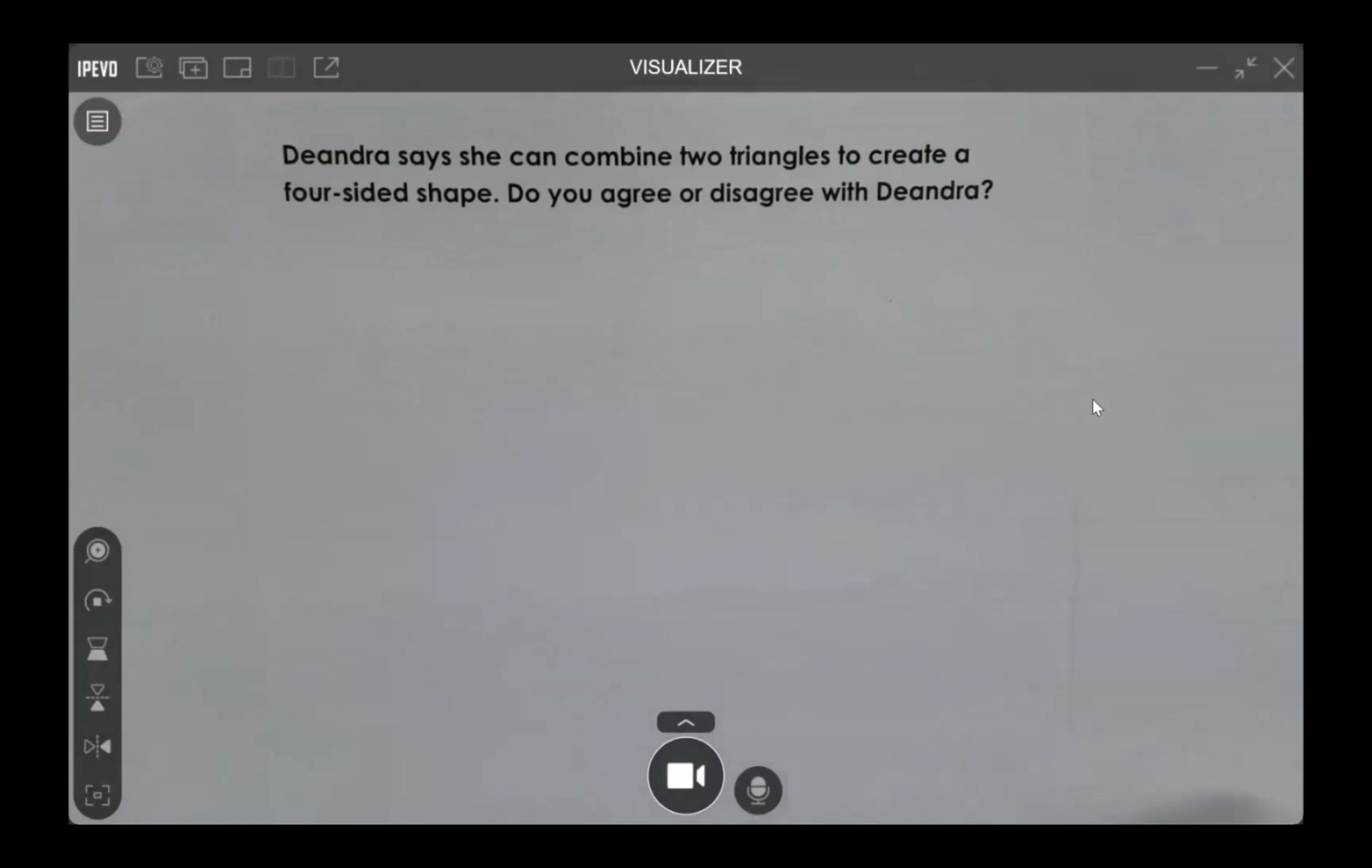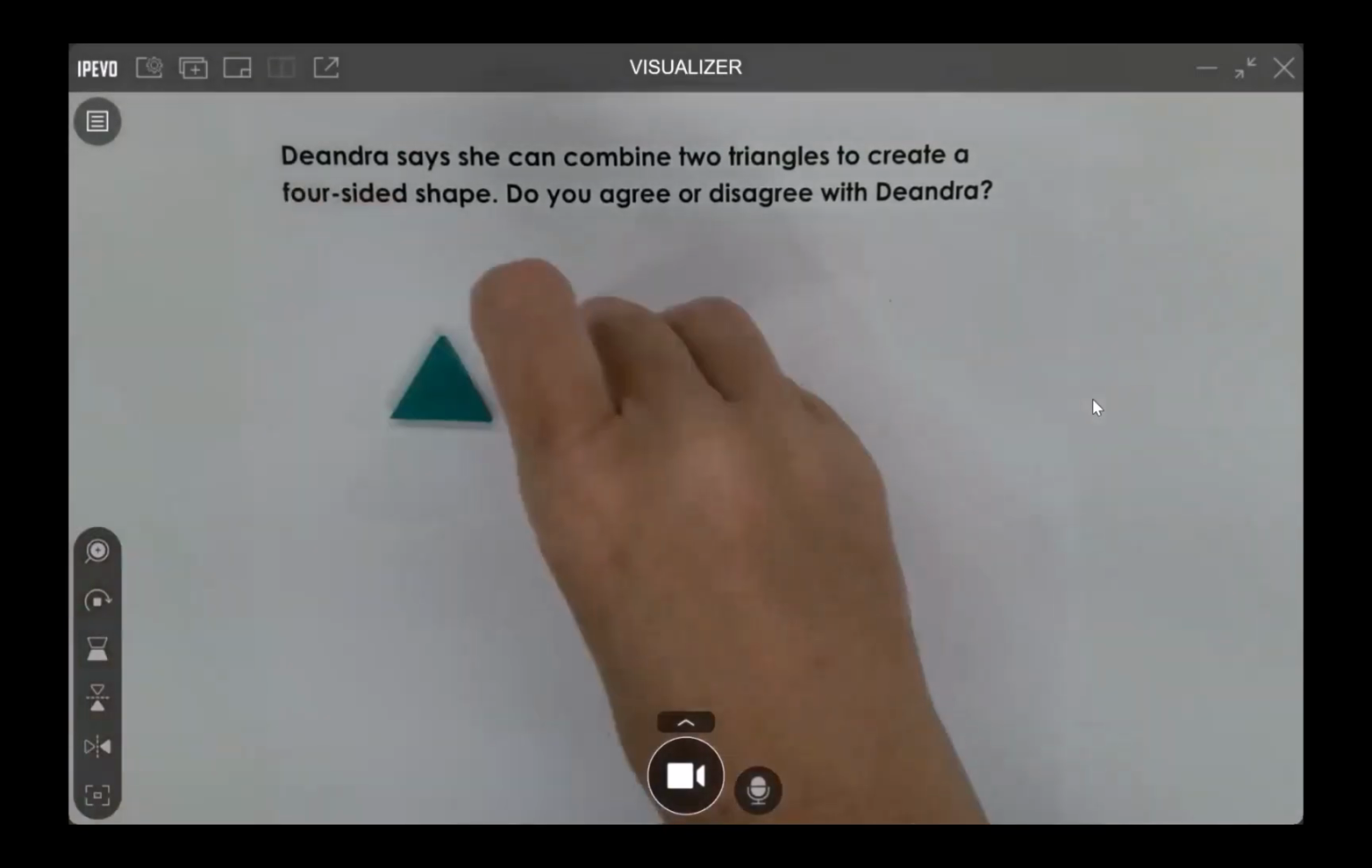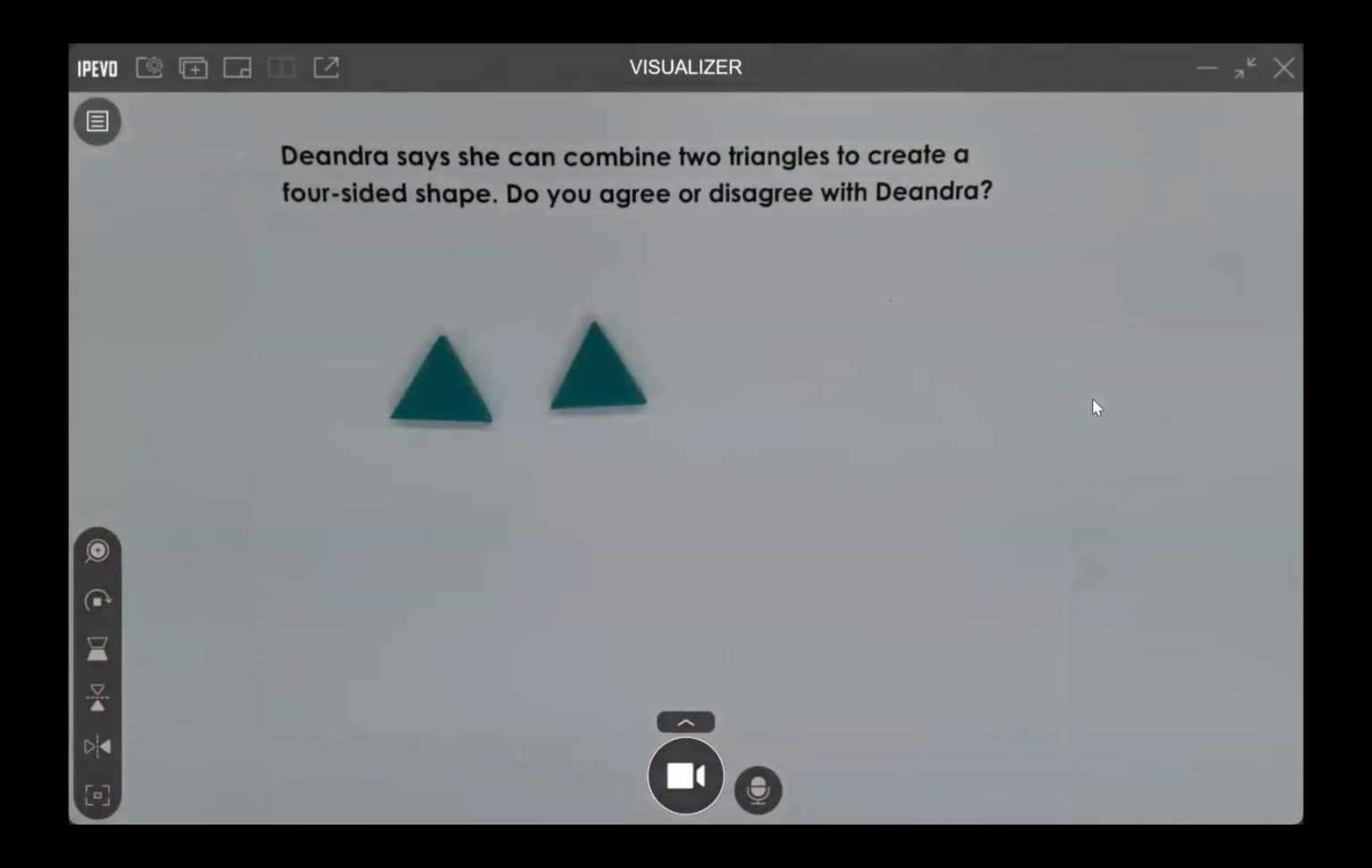Deandra says she can combine two triangles to create a four-sided shape. Do you agree or disagree with Deandra? I need to figure out if I agree or disagree with Deandra. She says she can combine two triangles, or she can put together two triangles to make a four-sided shape. She thinks that putting two three-sided triangles will make a four-sided shape, and I have to figure out if I agree with her or if I can use the pattern blocks to do that.